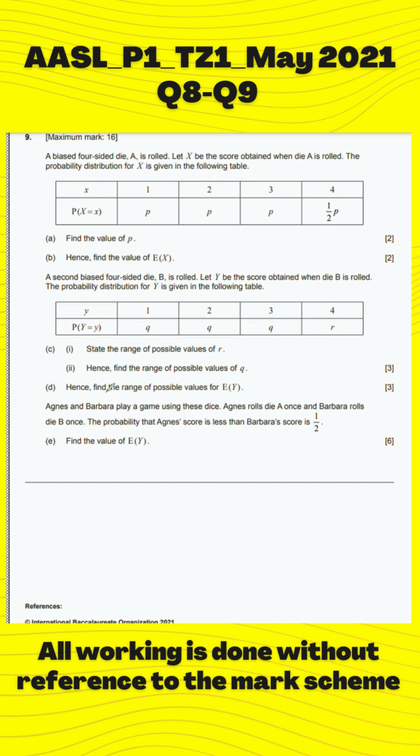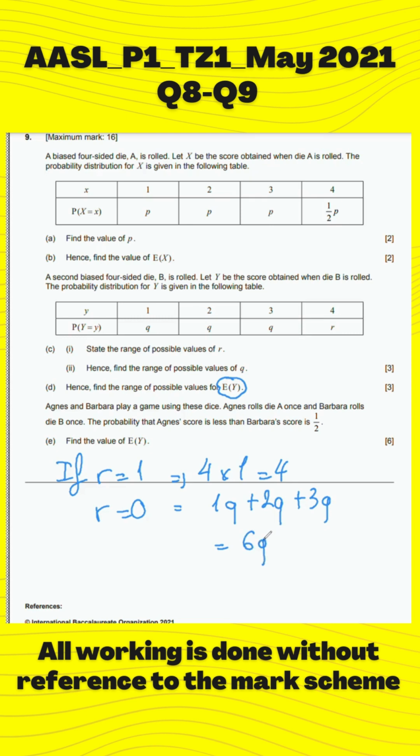Now, find the range of possible values for the expected value of Y. So when R is 1, that means Q will be 0. So it should be 4 times 1, which is 4. And if R is 0, that means Q is 1/3. So the expected value will be 1Q plus 2Q plus 3Q, equal to 6Q. And Q is 1/3. That means 2. So the expected value of Y will be between 2 and 4.